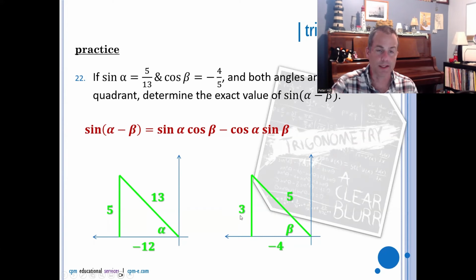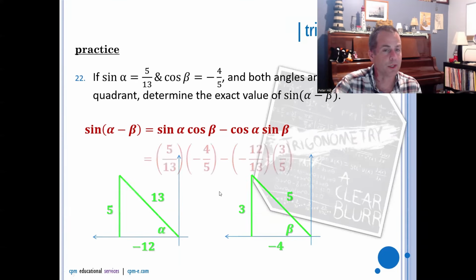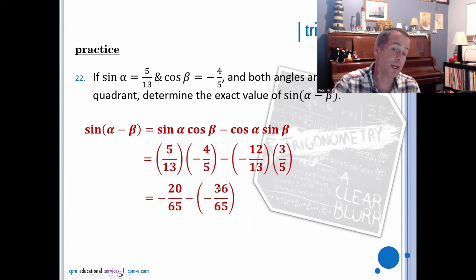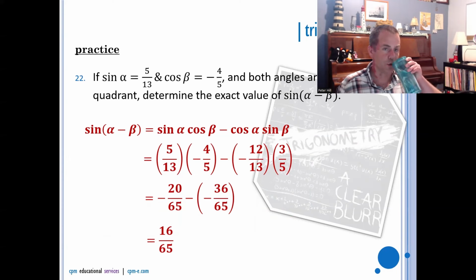And then I Pythag my way to the height for that guy, and the height of that guy is 3. So now I know my other two pieces. I know that cos of alpha will be -12/13. And I know that sine of beta will be 3/5. So I plug in all of those ratios. And I'm just going to do the math. So this is -20/65, and this is -36/65. And so I end up with -20 plus 36, which would be 16. So the solution to that will be 16/65.